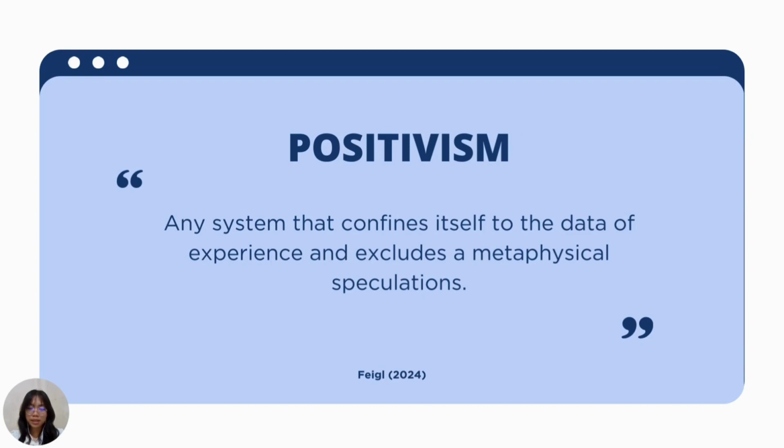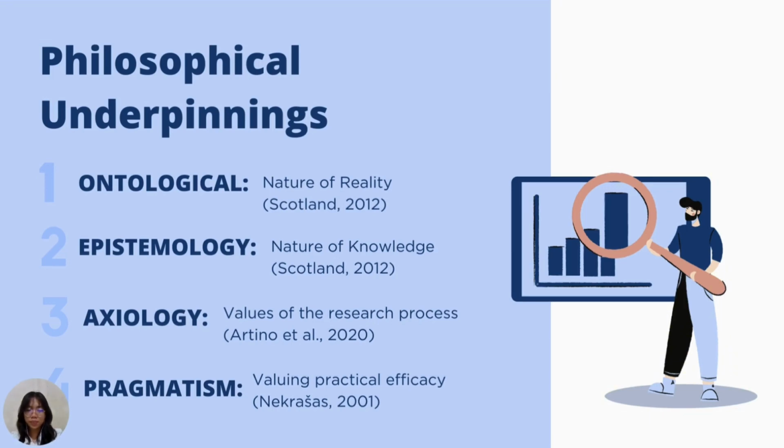So, to explain it in a simpler manner, it is a way of thinking that relies on facts, things that we can see, touch, or measure, rather than just believing in things that are not easy to show or prove. And so here's the philosophical underpinnings. So first is that the ontological position of positivism is one of realism, where objects exist independently of our knowledge. So this means that there is a reality that can be discovered and is separate from the researcher.